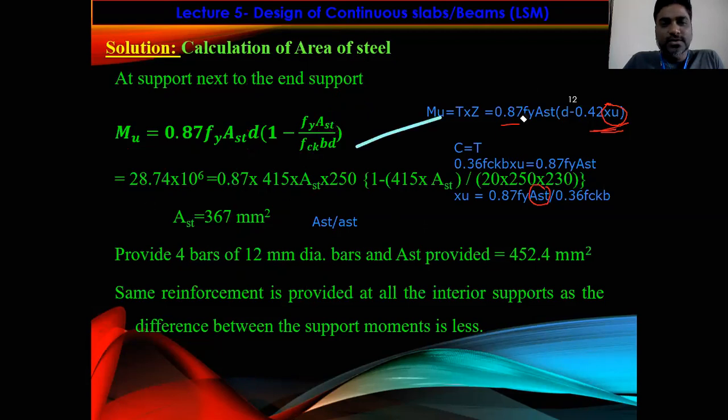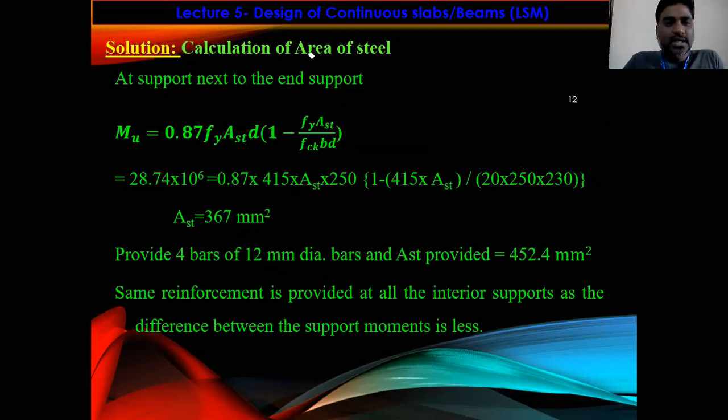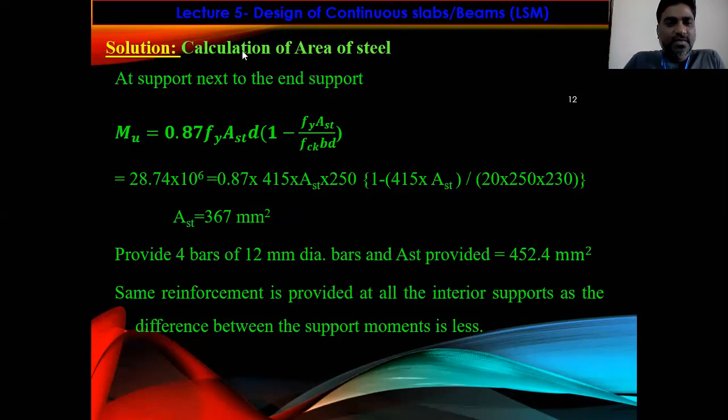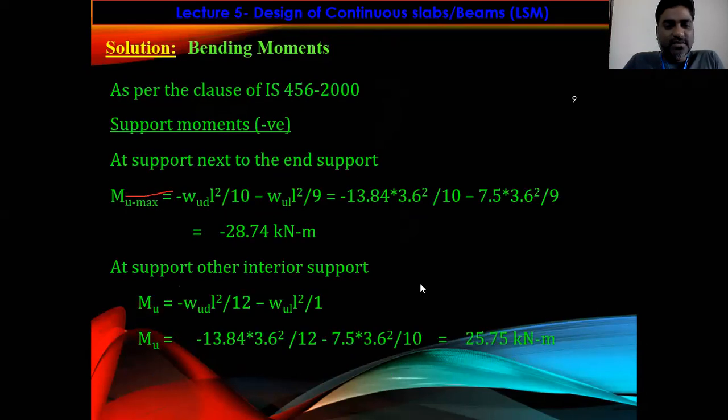Next, you need to calculate the area of steel required for another case. This one is next to the end support; another one is at the interior support. But the bending moment difference between these two is very less. At the support next to the end support it is 28.74, and at the other interior support it is 25.75 kilonewton meter. That is only 3 kilonewton meter different. So for reducing the calculation, but if you want to calculate, you can calculate, the difference here is very less.